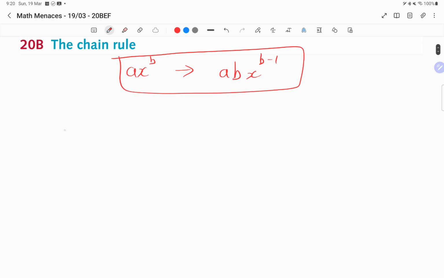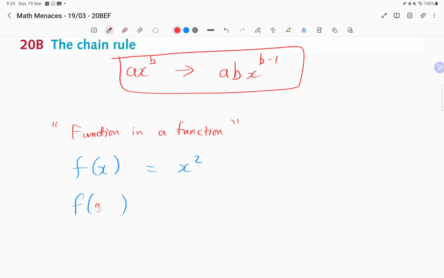Now, the chain rule is the idea of a function in a function. I'll write it here: function of a function. So let's say you have a normal f(x) equals x squared. What do you think f of g(x) looks like? Instead of just x in the brackets, it is now g of x. This is called the inner function, because it's inside another function. So f(x) is the main function, and the inner function is g(x).